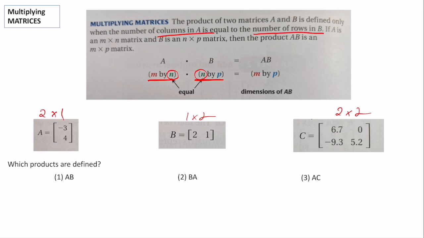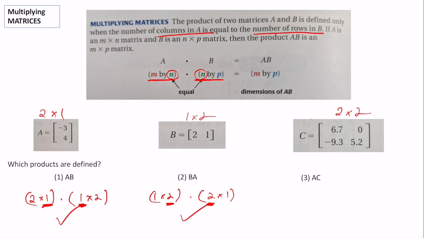Which products are defined? 1, A times B. Well, A is a 2 by 1, and you want to multiply that by B, which is a 1 by 2. And since the number of columns in A matches the number of rows in B, that would work. We could multiply that. For 2, B times A. Well, B is a 1 by 2, and we want to multiply that by A, which is a 2 by 1. And again, because the number of columns in the first is the same as the number of rows in the second, we can multiply those.